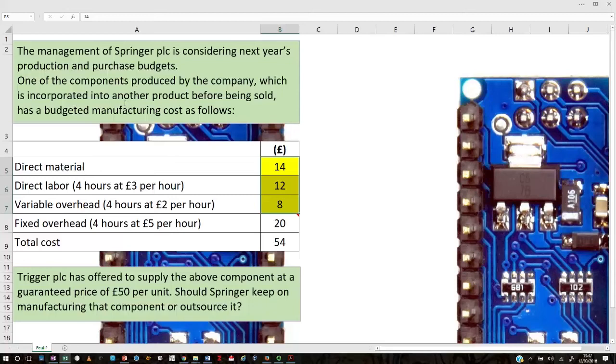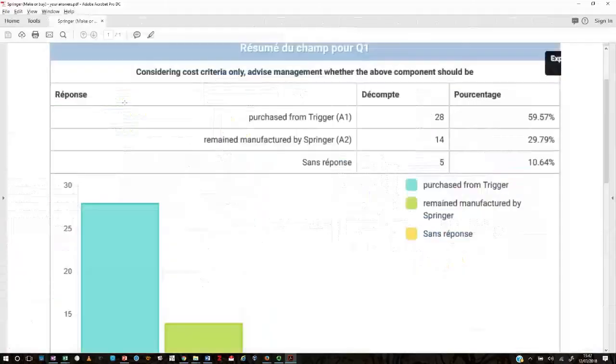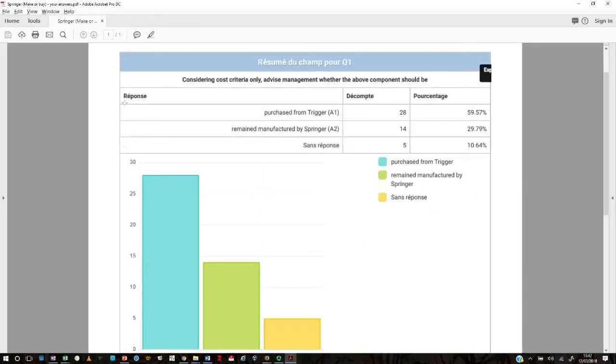So the right answer was remain manufacturer, and so you see that there's only 30% of the class which was correct about that exercise.